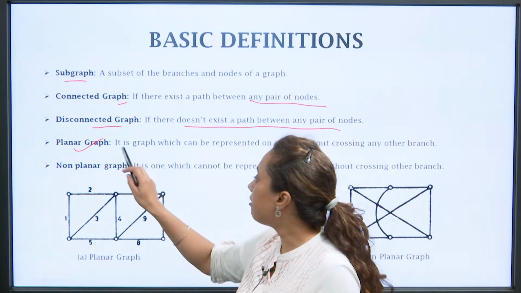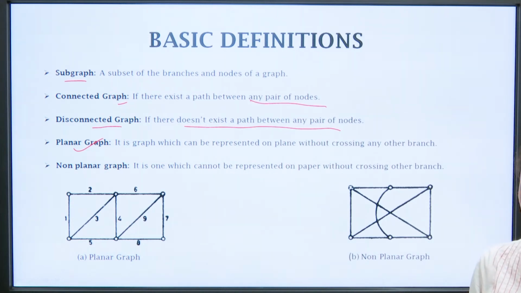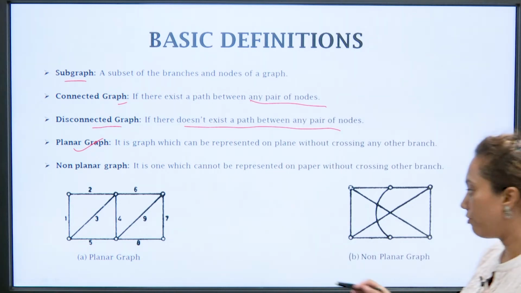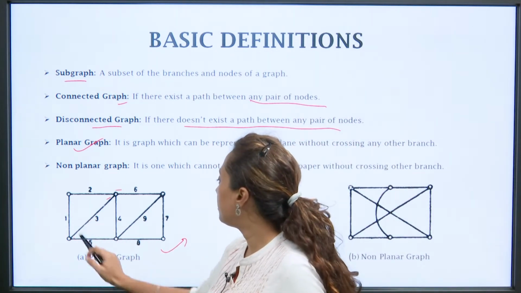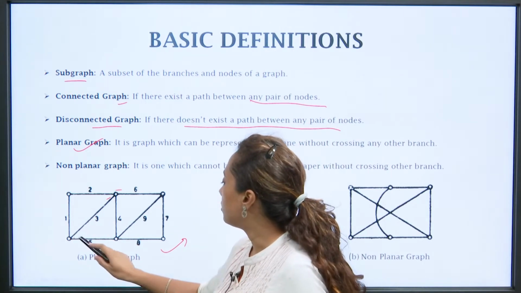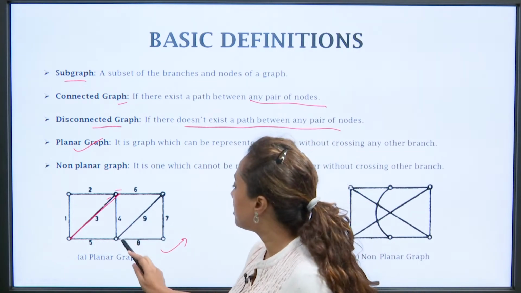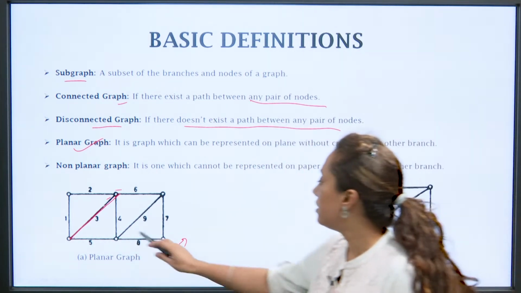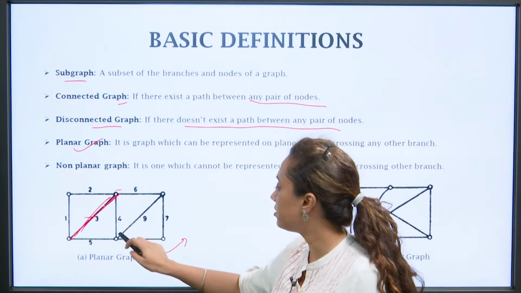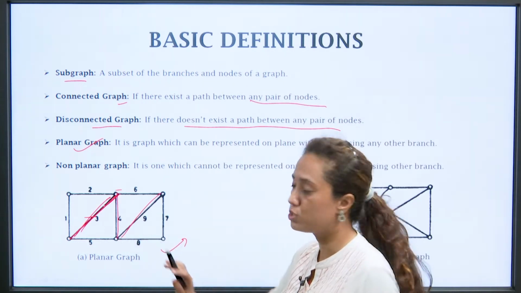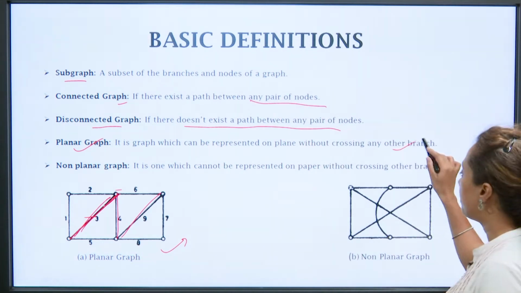Now what is the planar graph? It is a graph which can be represented on a plane without crossing two or any other branches, right. For example, if you see this one, all the nodes are shown by the numbers here. Now the branches are also shown. As we can see, it is a graph represented on a plane and no branches are getting crossed. This branch is not crossing any other branch, this branch is also not crossing any other branches. So this can be shown in a plane. So this is a planar graph.